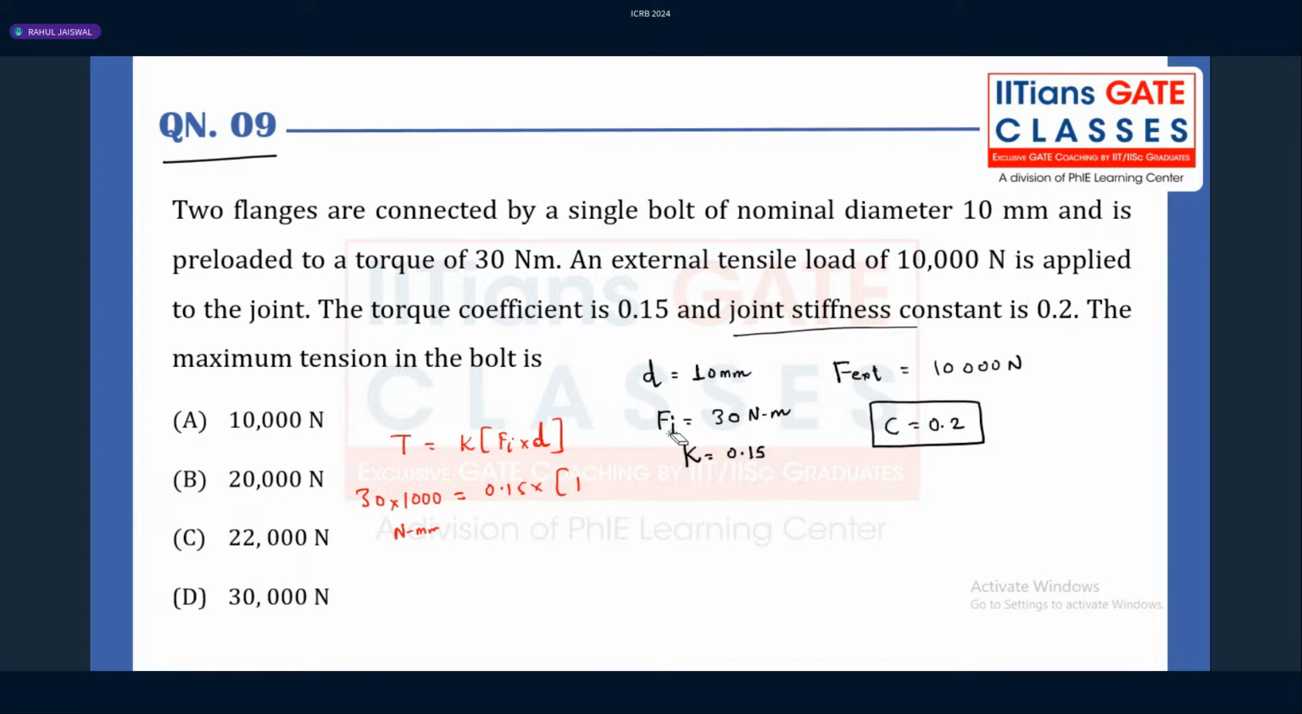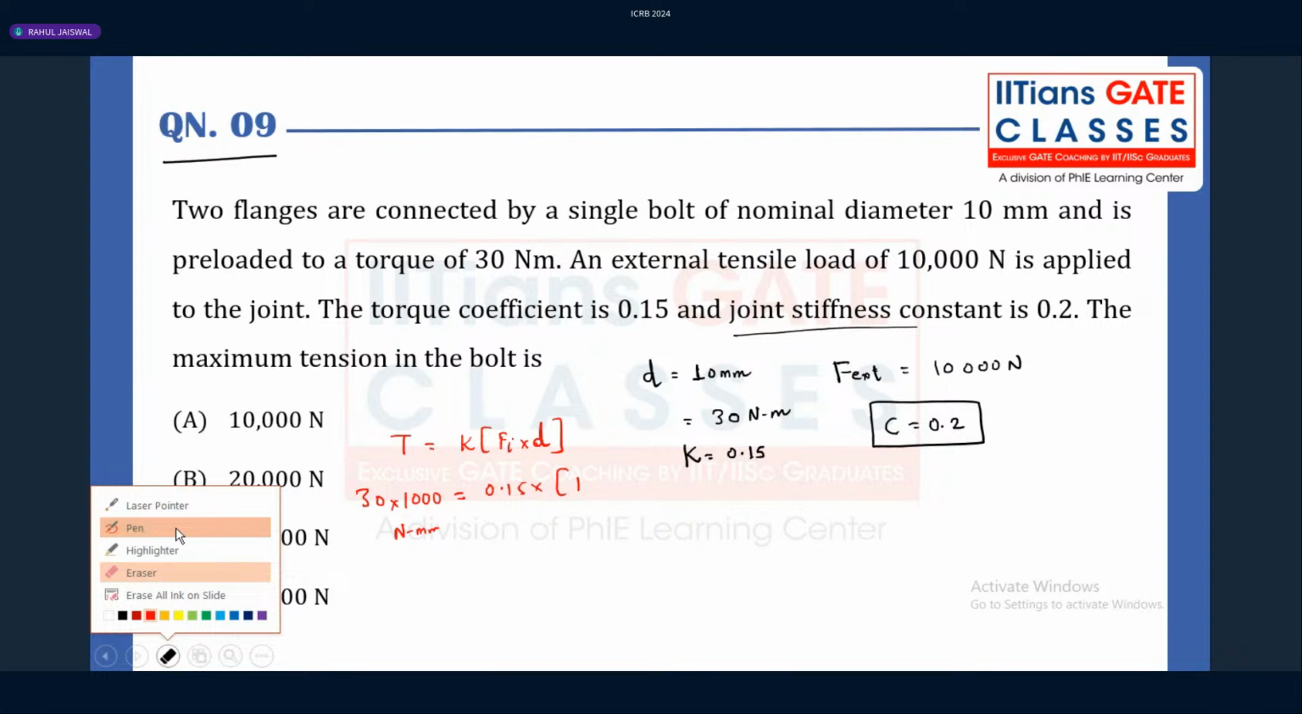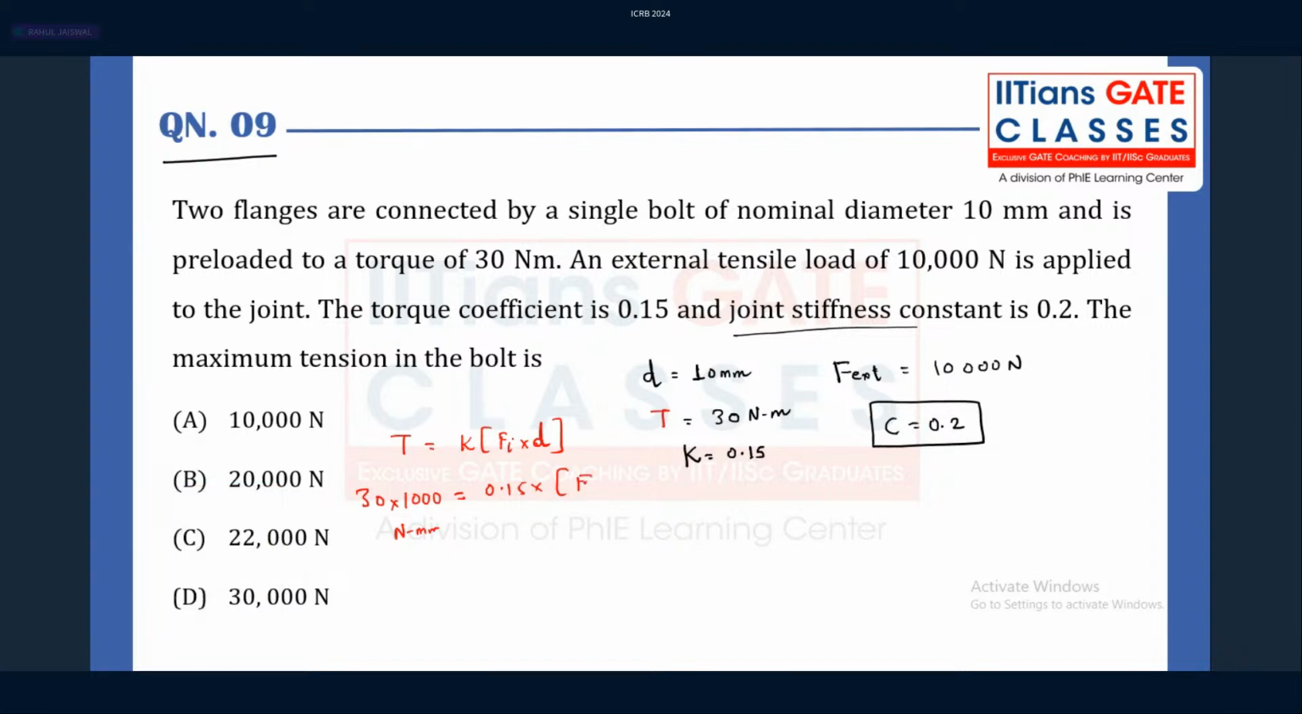Fi is what given? We need to just wait. Here, this value is not Fi. This is nothing but the torque they have given. If you see the unit, this is the torque. Fi, we need to calculate in terms of D. D is what, this? 10. So from here, to calculate Fi, 30,000 divided by 0.15 divided by 10. So you are going to get around 20,000.